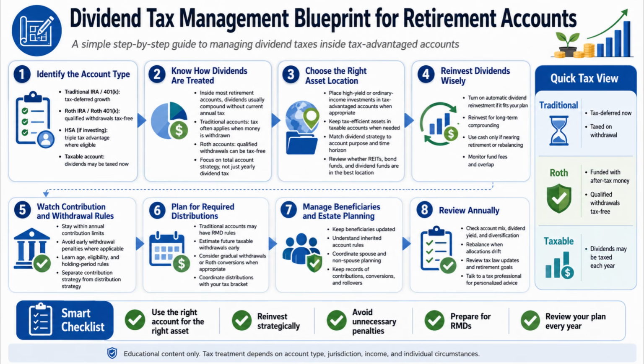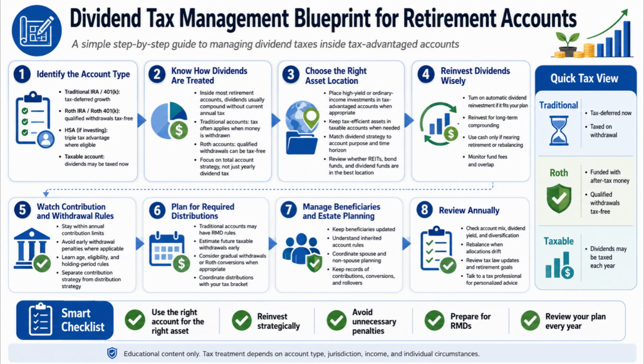Next, it is important to understand how dividends are treated inside retirement accounts. In many tax-advantaged accounts, dividends can be reinvested and compounded without creating a current annual tax bill. This can help your portfolio grow faster over time because more money stays invested. However, the tax impact may appear later when withdrawals begin, especially in traditional retirement accounts. So, instead of focusing only on yearly dividend tax, you should think about the full retirement strategy.